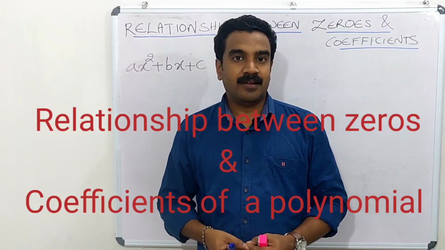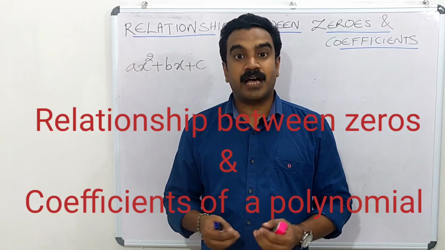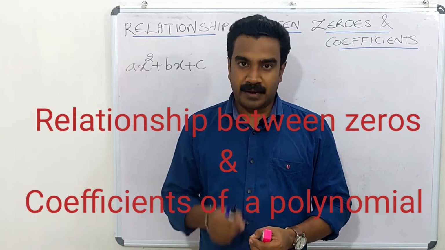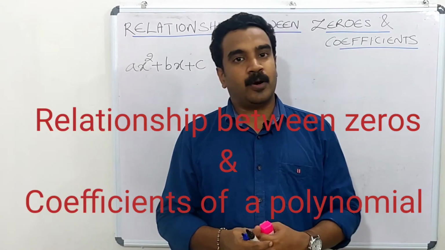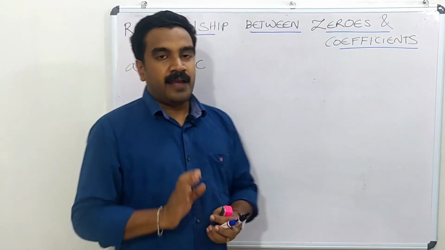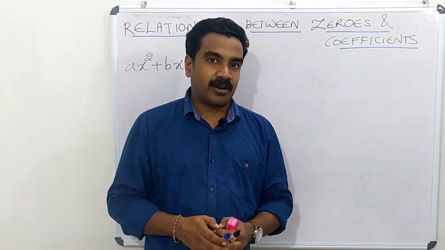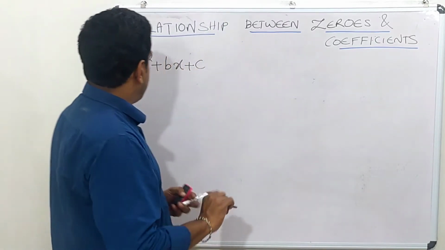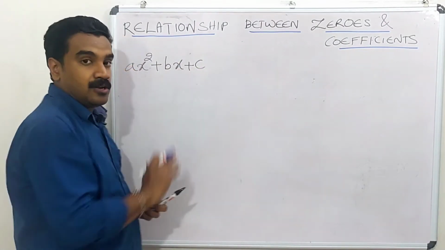Dear students, welcome. We are going to discuss the relationship between the zeros and coefficients of a polynomial, specifically a quadratic polynomial. What is a quadratic polynomial? If the degree of the polynomial is 2, that type of polynomial is known as a quadratic polynomial. Suppose a quadratic polynomial is ax square plus bx plus c, where a is not equal to 0.